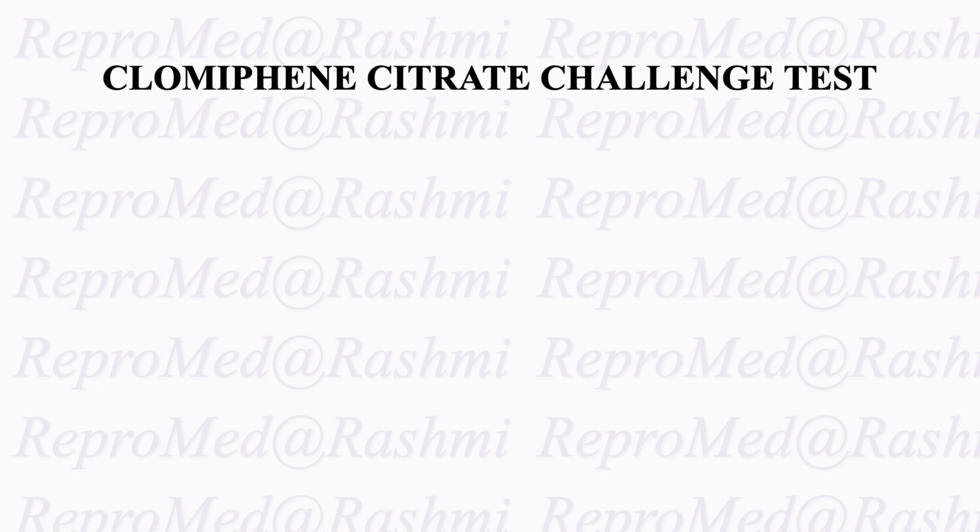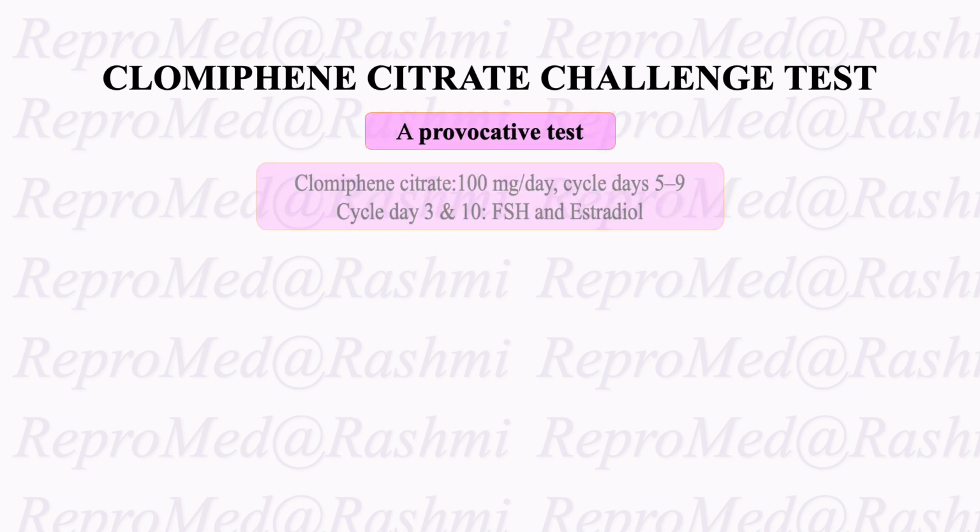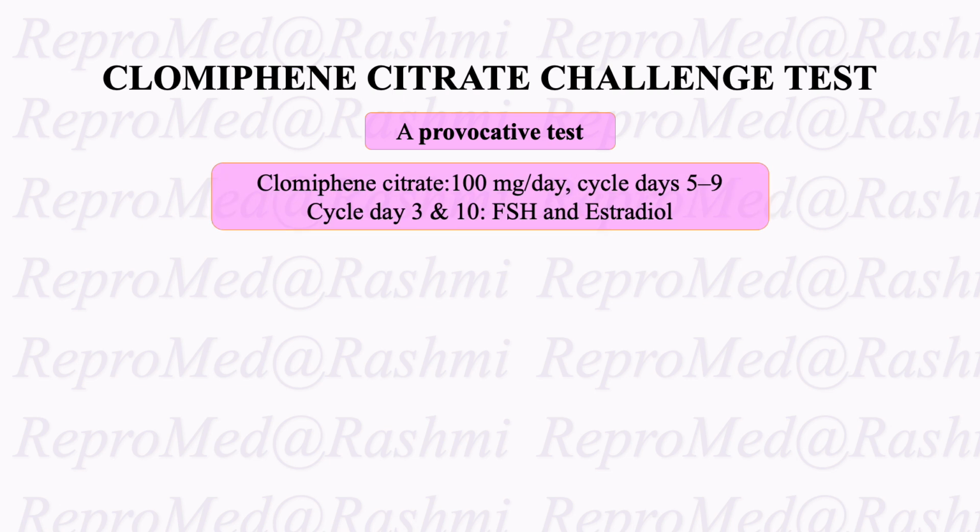Now coming on to the clomiphene citrate challenge test. It is a provocative test. Clomiphene citrate is given in the dose of 100 milligrams per day on cycle days 5, 6, 7, 8, 9. That is for 5 days. On cycle day 3 and 10, the FSH along with estradiol are measured.